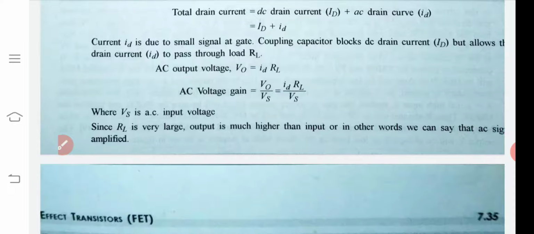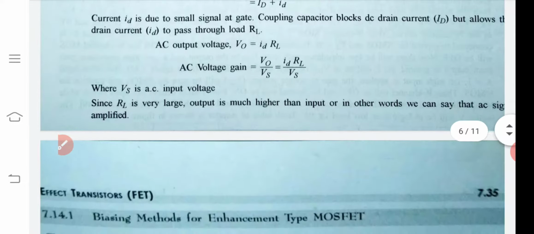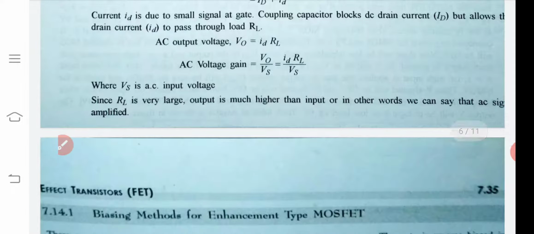The coupling capacitor blocks DC current but allows AC current. So the AC output V0 is id into RL, and the gain is V0 upon Vs equals id RL upon Vs, where Vs is the AC input voltage. RL is very large, so the output is much higher than the input. In other words, the AC signal is amplified.